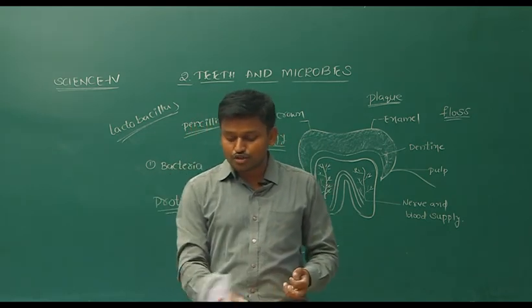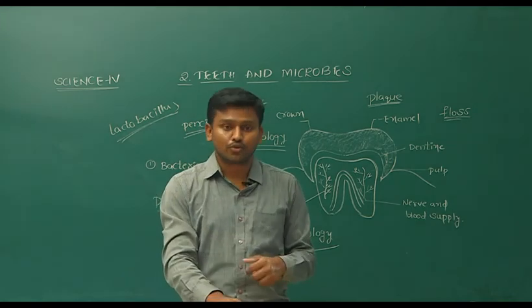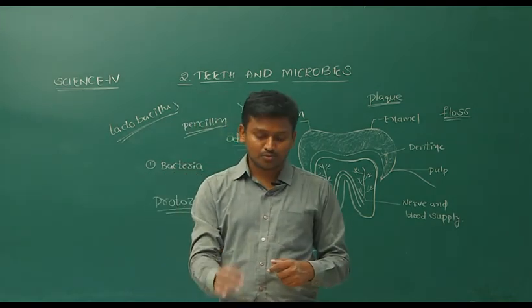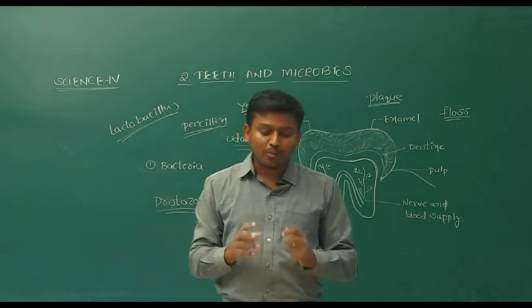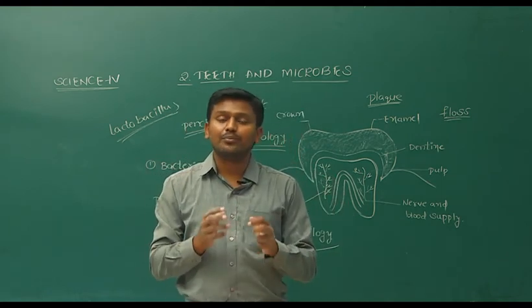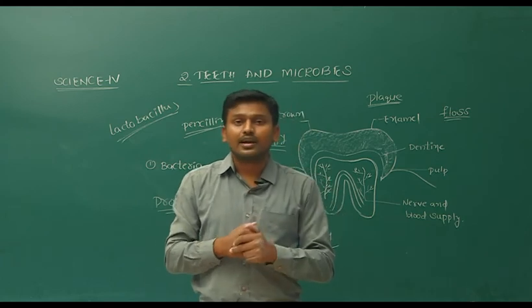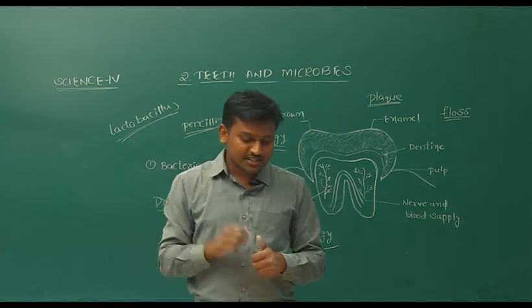And now in your textbook, please come to page number 22. Here we have a small work. Let's see the correct options, multiple choices. The first one: how many teeth are there in a set of temporary teeth? There are 20. So option C is correct.